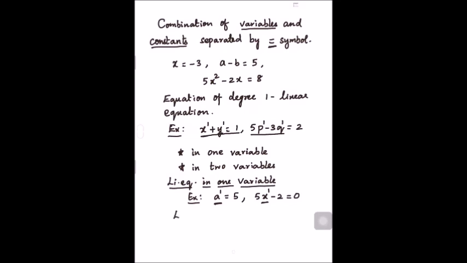Let us see some examples of a linear equation in two variables. Here again the degree should be 1, but you should use two variables. So it can be r plus 2s is equal to 4. Here we are using two variables, r and s, and the variable power is 1. So it is a linear equation in two variables. It can even be 3w minus 4v is equal to 7. These are some examples of a linear equation in two variables.